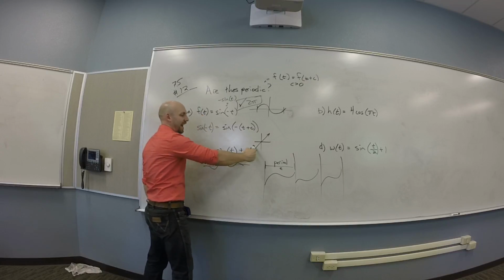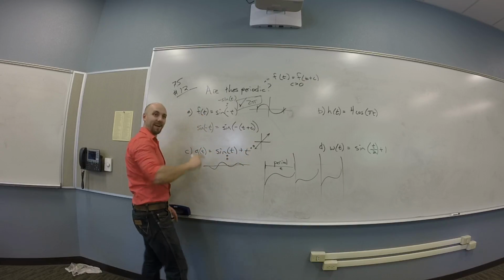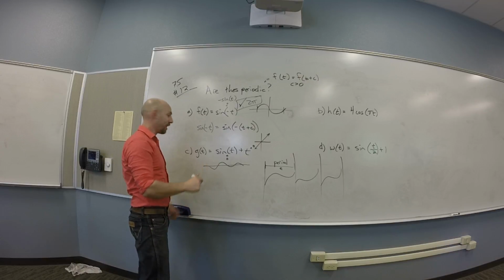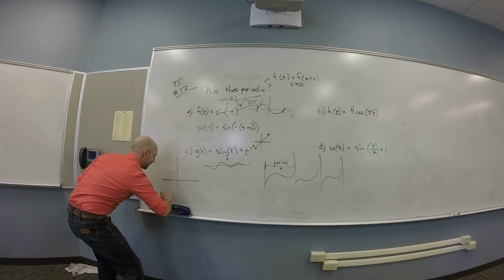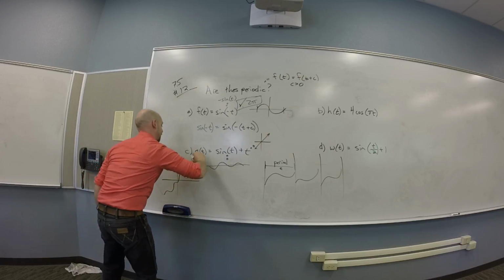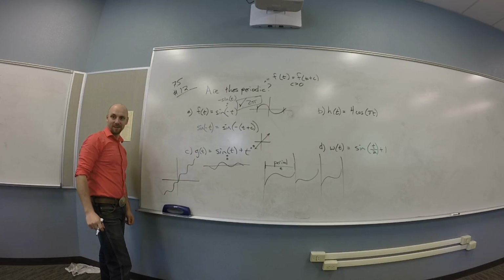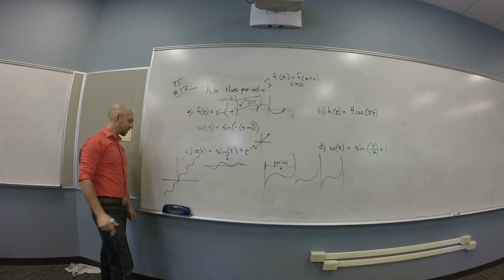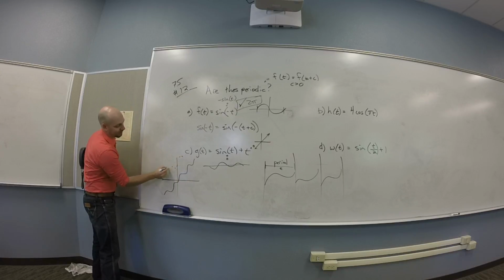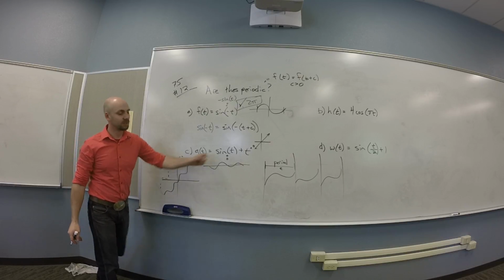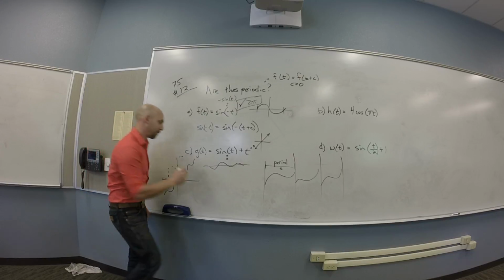So if you take this thing and add that thing, what are you going to get? Wiggly stairs. Are wiggly stairs going to be the same if you shift them left? There's not going to be a shift left that gives you the same picture, because if you shift it left, you're going to get something like this. You're never going to get the same picture unless you don't shift left. So this thing is not periodic.